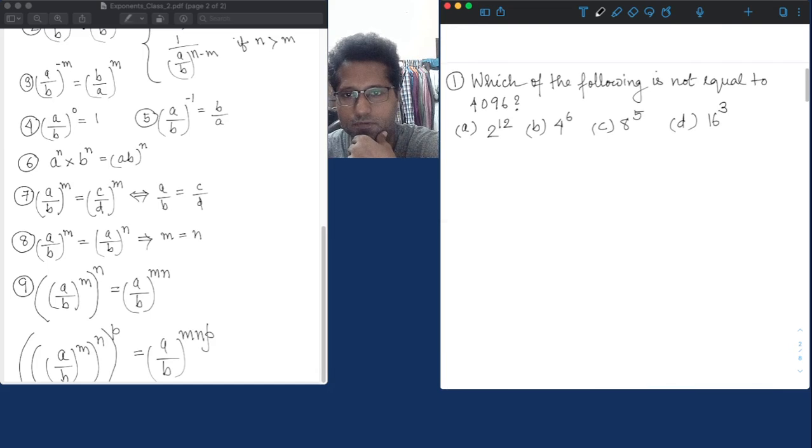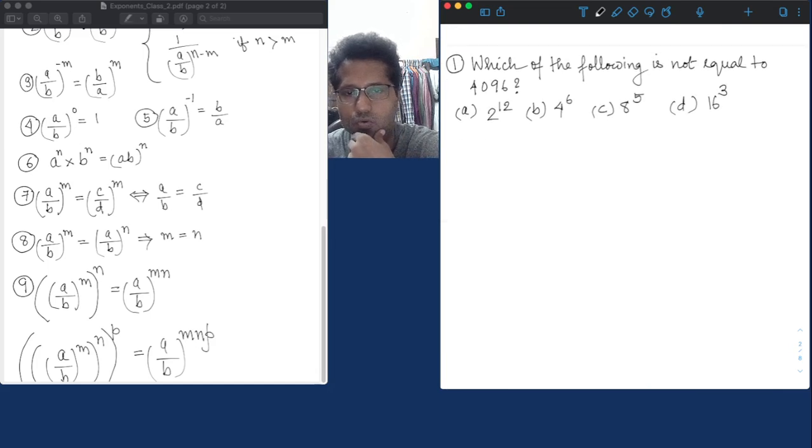Okay. The first one says, which of the following is not equal to 4096? So it's an MCQ question. Which of the following is not equal to 4096? And we can see that the options are all numbers in exponential form, where the bases are 2, 4, 8 and 16. Now the strategy is that we will have to express 4096, it's better we convert everything as a power of 2.